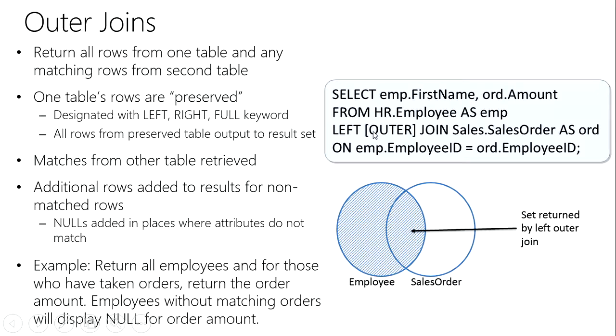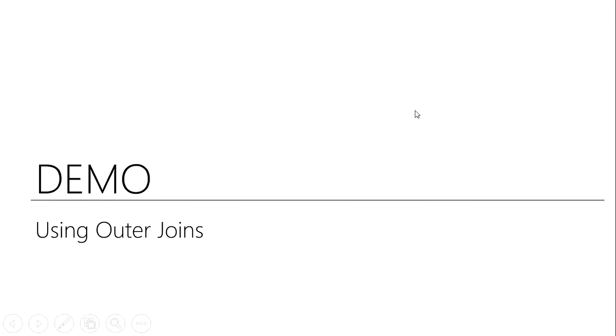So I've left joined the order table to the employee table, and because employee is mentioned first, it's the one on the left. So I'm going to have all of the employees and the sales orders that match. And where the sales orders don't match, I'm going to get null values for the columns that come from that table. Let's see a demo of an outer join and see how that works.